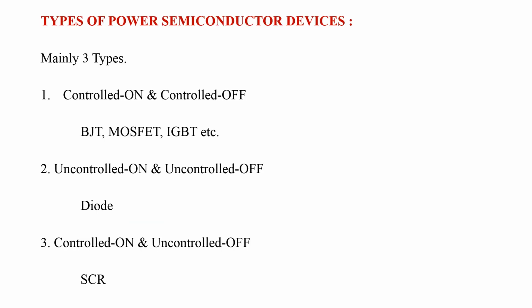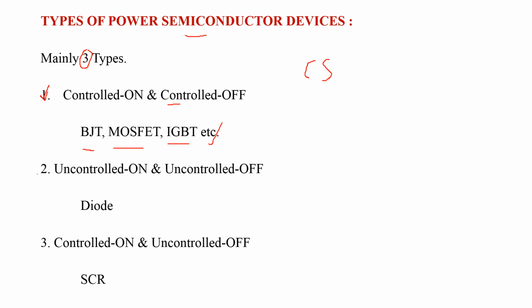Coming to types of power semiconductor devices, depending upon the control strategy, power semiconductor devices are mainly classified into three types. The first one is controlled on and controlled off power semiconductor devices. The examples are BJT, bipolar junction transistor, MOSFET, metal oxide semiconductor field effect transistor, IGBT, that is insulated gate bipolar transistor, etc.